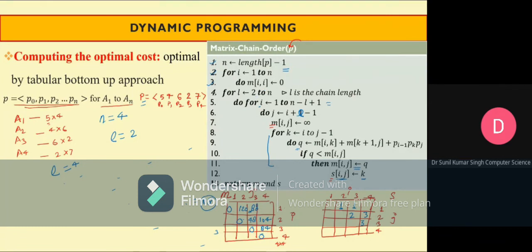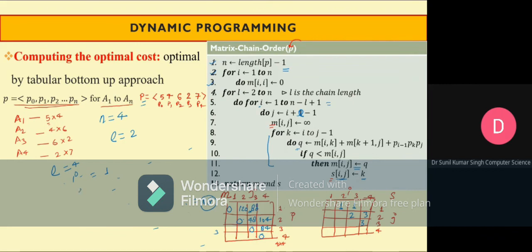2 to n, value of n is 4. This time L will become 4. Now look at the value of I, 1 to n minus L. N is 4, L is 4. So 4 minus 4 plus 1, that is 1. So that means I can take only one value.